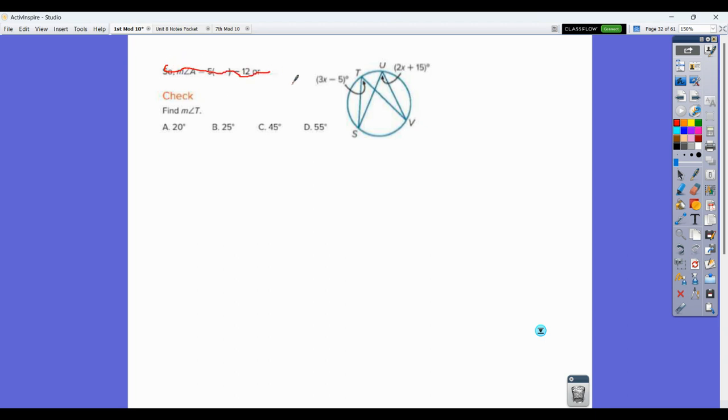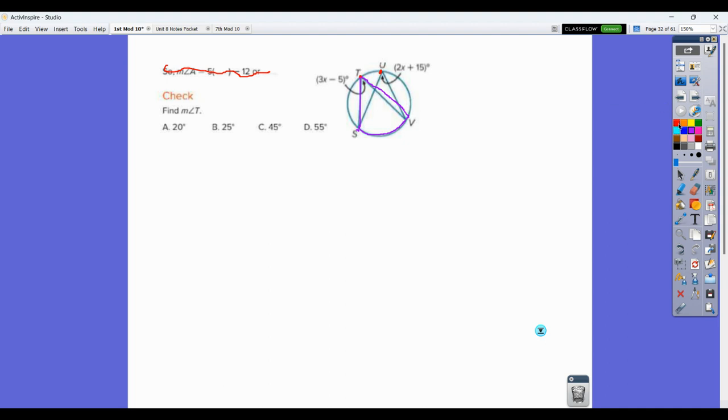Okay, so if we look at this question, find the measure of angle T. So here I've got some different things. What I'm going to notice is that this angle is inscribed and this angle is inscribed. So when I see inscribed angles, I know that they're half the measure of the arc. So if I follow this angle out, I get to S, I get to V, which means the arc is SV. Now, I don't know the measure of the arc, which makes it kind of tricky to solve.